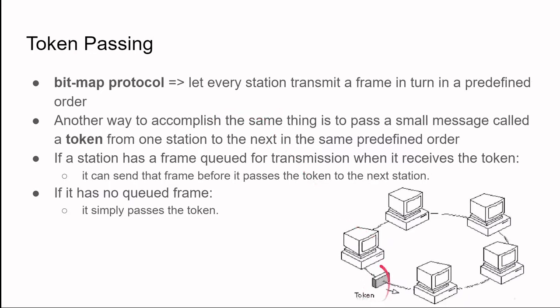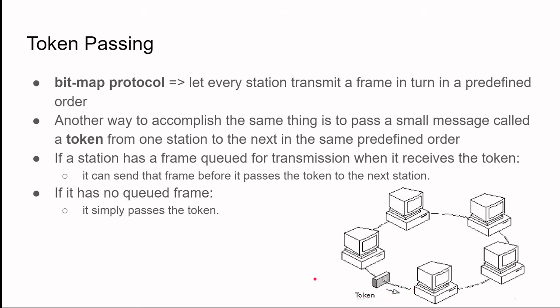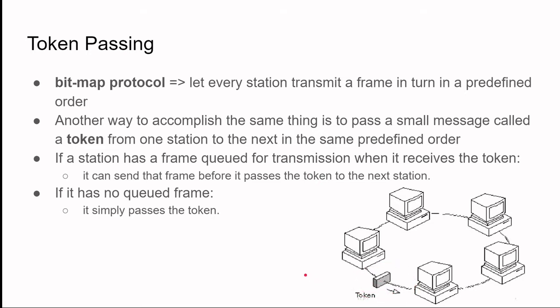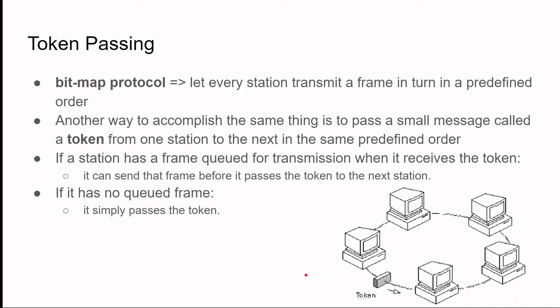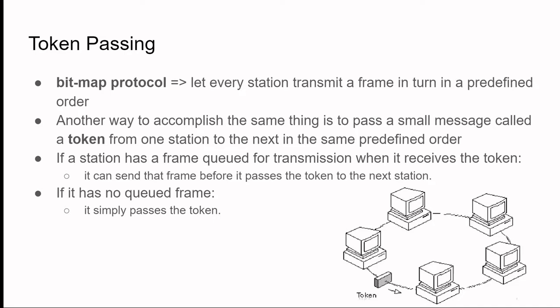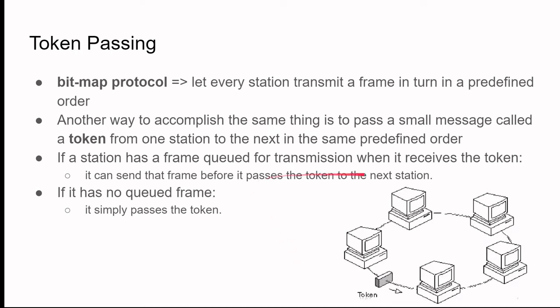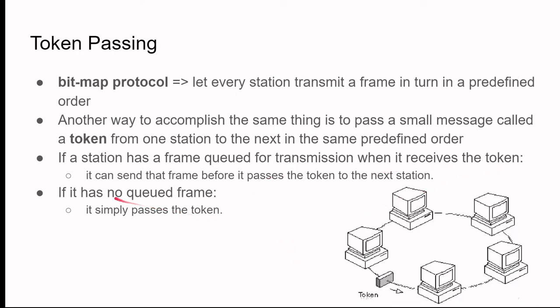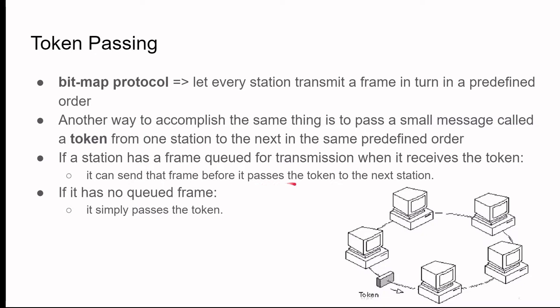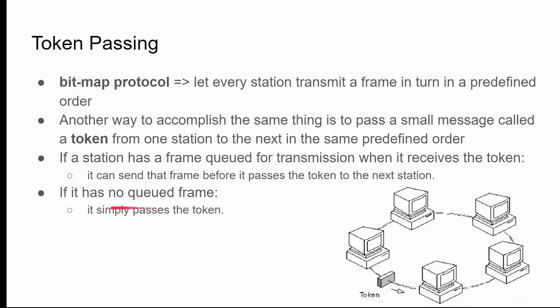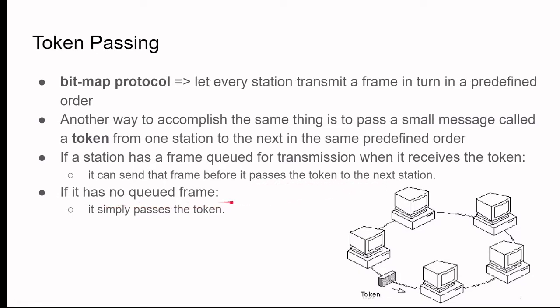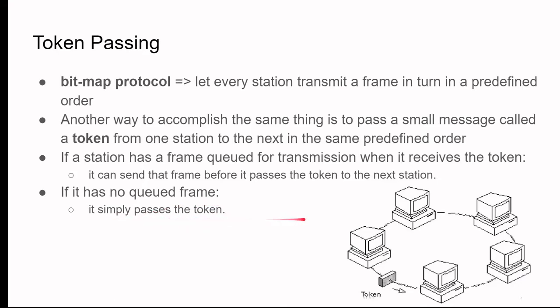A token, as seen here in this image, is a small message or series of bits that is passed around from station to station and allows each station to send frames if it needs to. If a station has a frame queued for transmission when it receives the token, it can send that frame before it passes the token to the next station. If the station has no queued frame, it simply passes the token on to the next station.